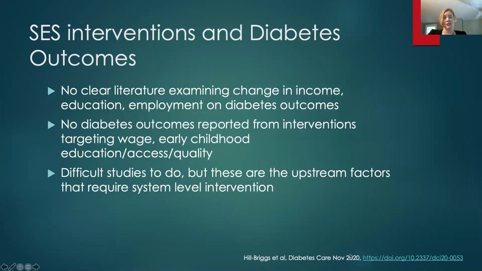Despite the fact that there is a well documented connection between socioeconomic status and diabetes, there is still not clear literature examining a change in income, education, and employment on diabetes outcomes specifically. And no diabetes outcomes reported from interventions targeting wage and early childhood education, access, and quality. These are difficult studies to do, but these upstream factors require system level intervention and study.